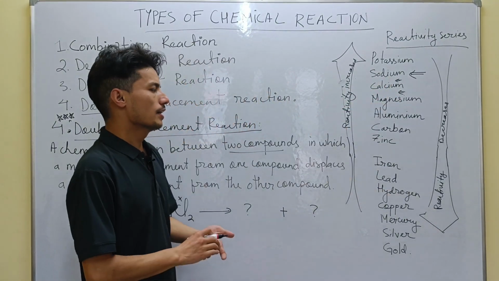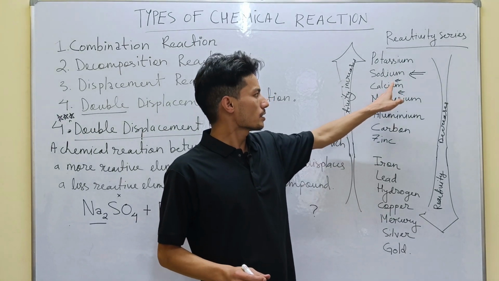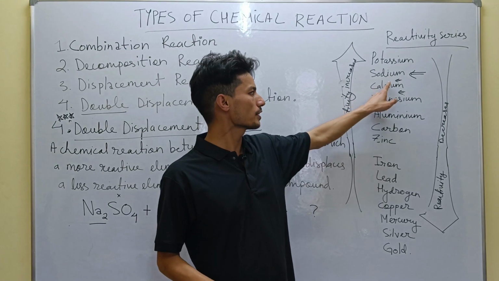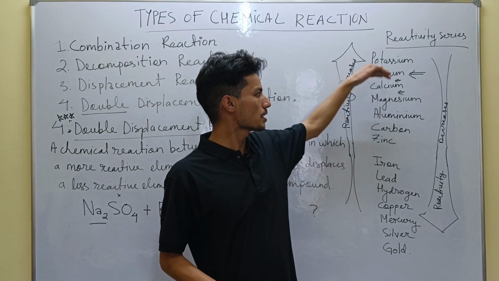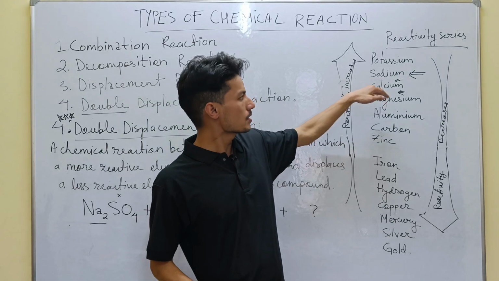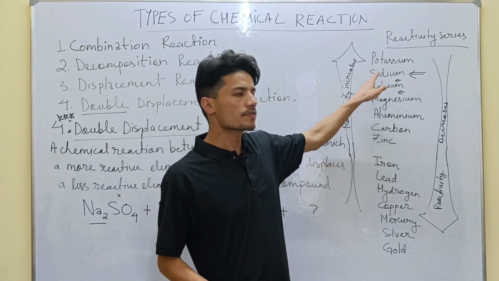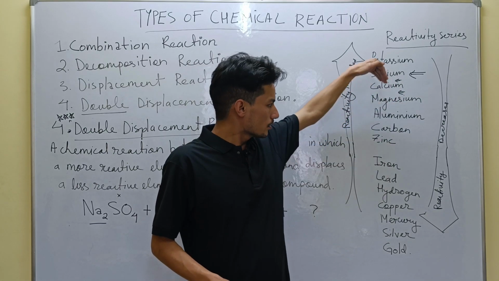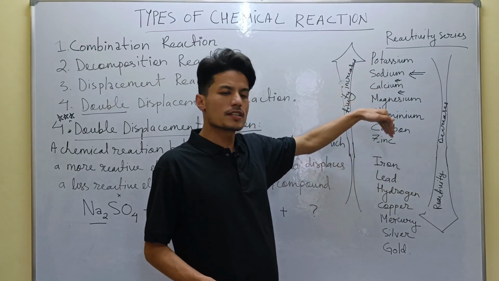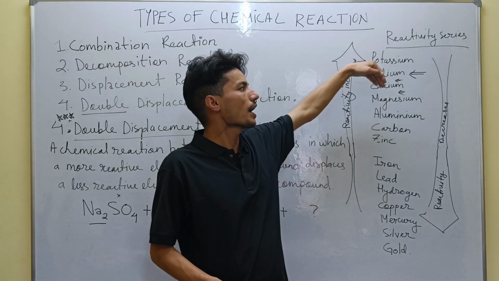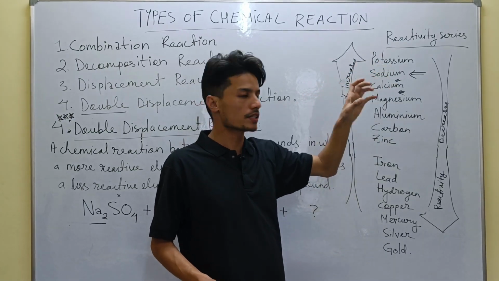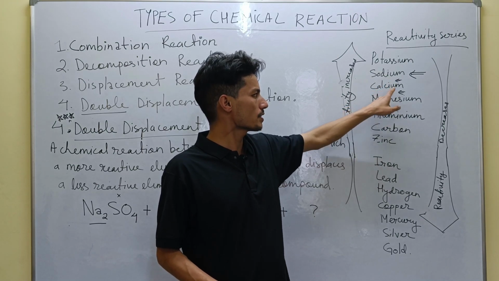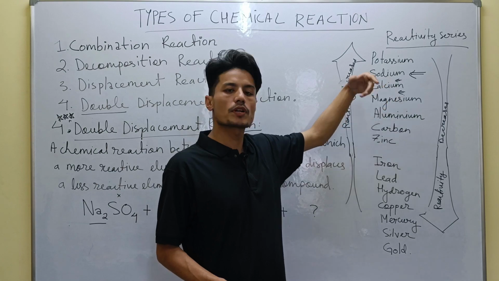Now suppose barium is here. If barium is here, then still it is below sodium, isn't it? So who is more reactive? Sodium is more reactive because barium is below sodium. Below sodium means it is less reactive than sodium. So elements which are down in the reactivity series are less reactive. Elements which are higher in the reactivity series are more reactive. So sodium is here and barium may be here or here, but in both cases it is below sodium. So sodium is more reactive than barium.